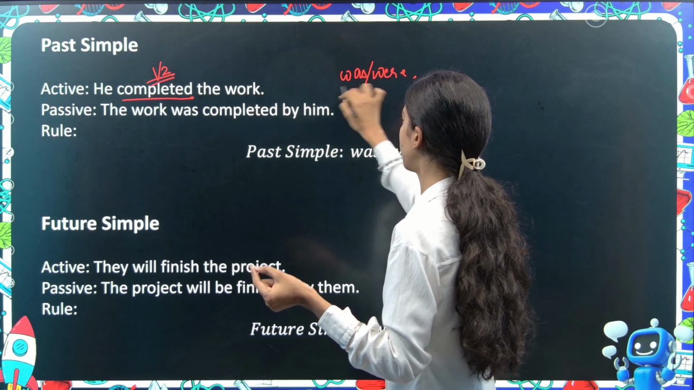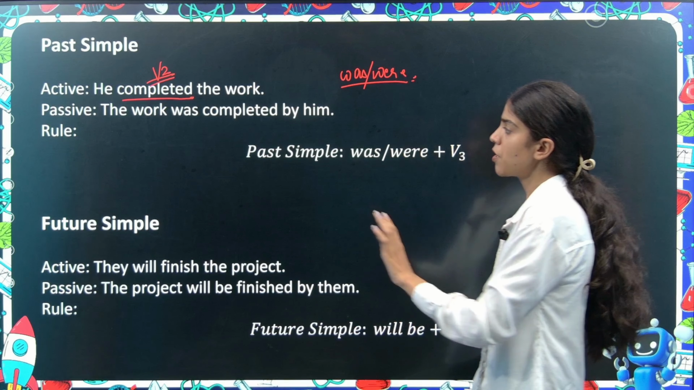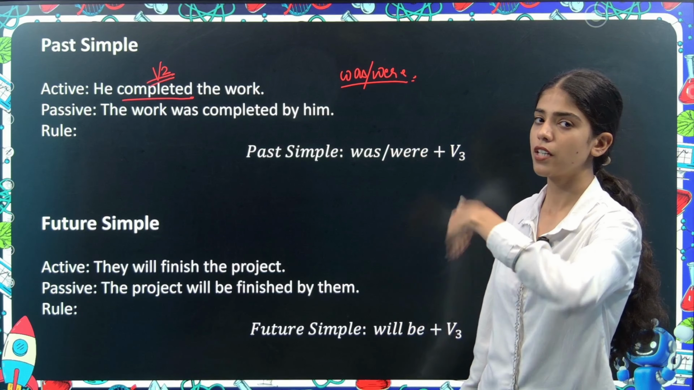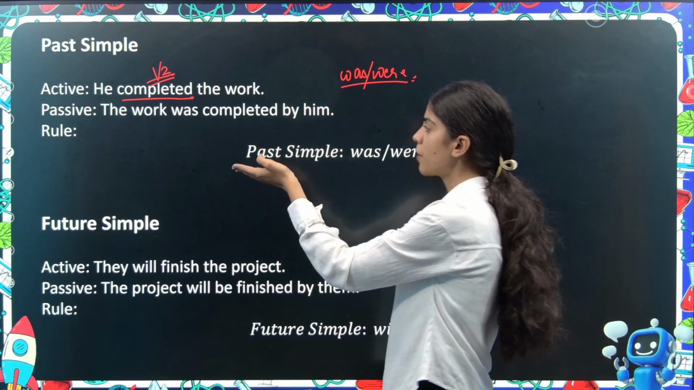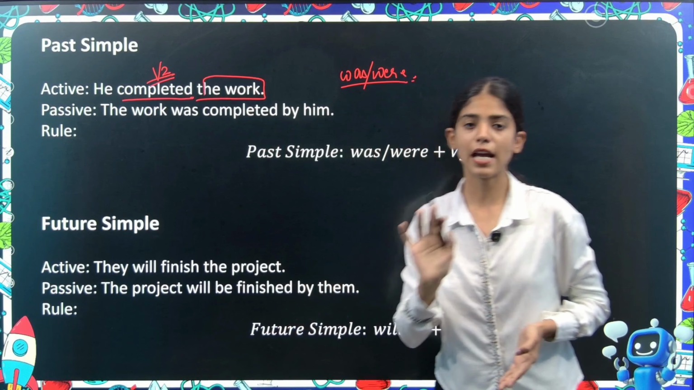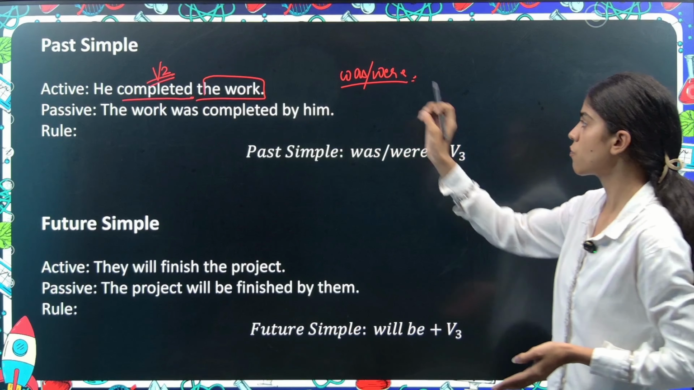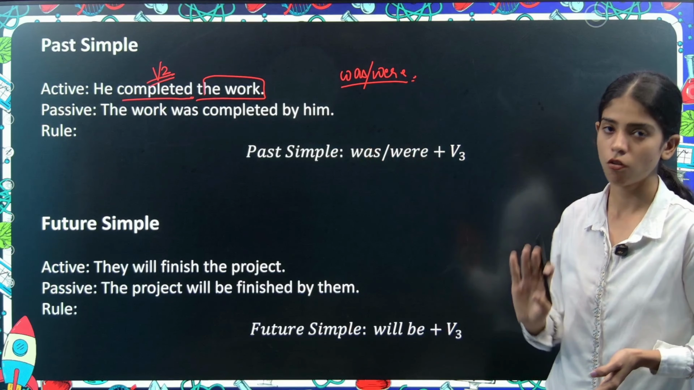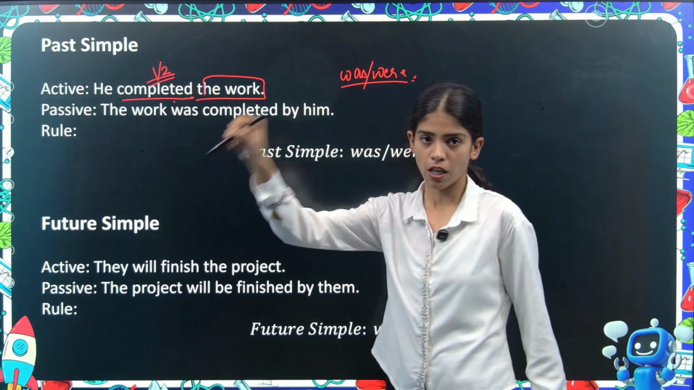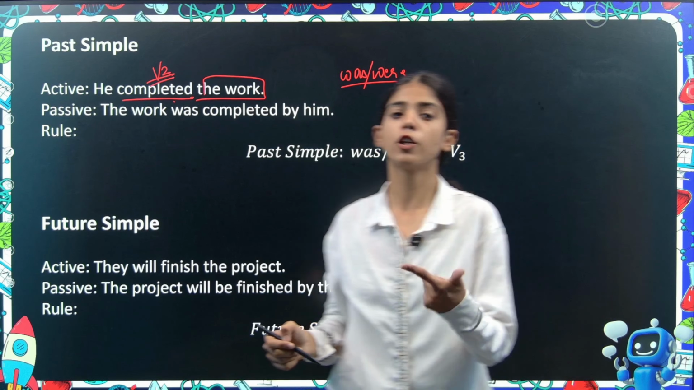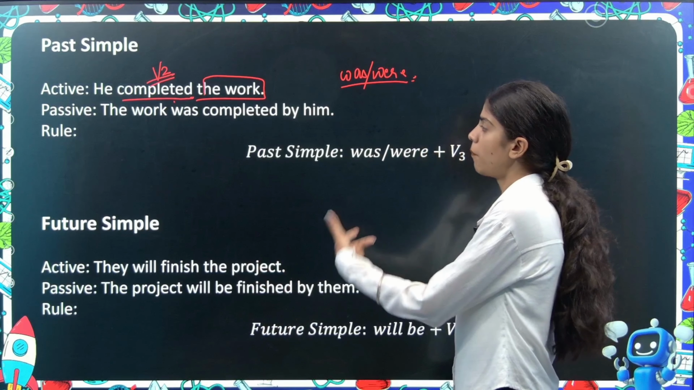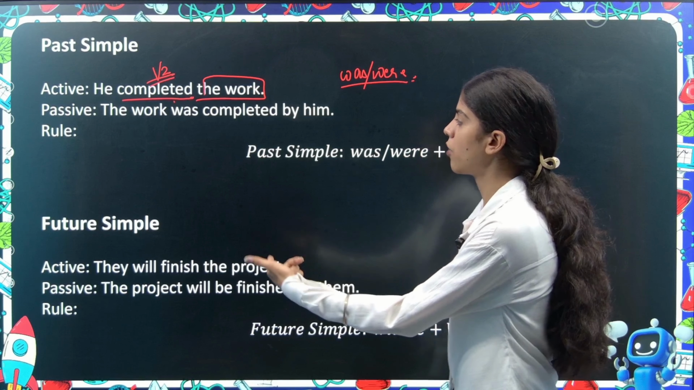Was and were. Okay. So first we will write the work, because the work is the receiver. So the work will be written at the start. Then we can say that the work is singular. With the singular we use was, and with the plural we use were. So the work was. Then the third form of complete: V1 complete, V2 completed, and V3 is also completed. So the work was completed by, and he will be converted into him.